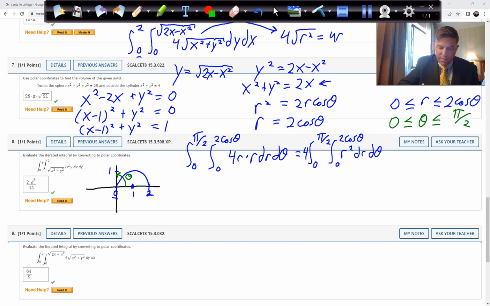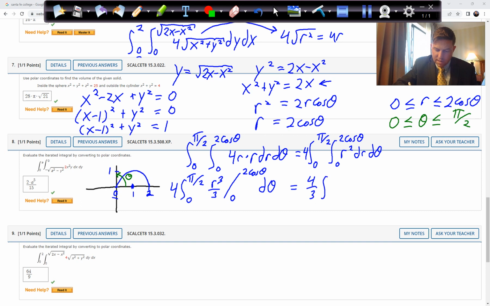And when we take the antiderivative of that, we're going to get 4, 0 to pi over 2. The antiderivative of r squared is r cubed over 3. And we're evaluating that from 0 to 2 cosine theta. And then we have d theta. Well, this is going to be 4/3, antiderivative of 0 to pi over 2. We're going to get 2 cosine theta cubed. Actually, I pulled out the divide by 3, so I don't need to write this as a fraction. Minus 0 cubed.